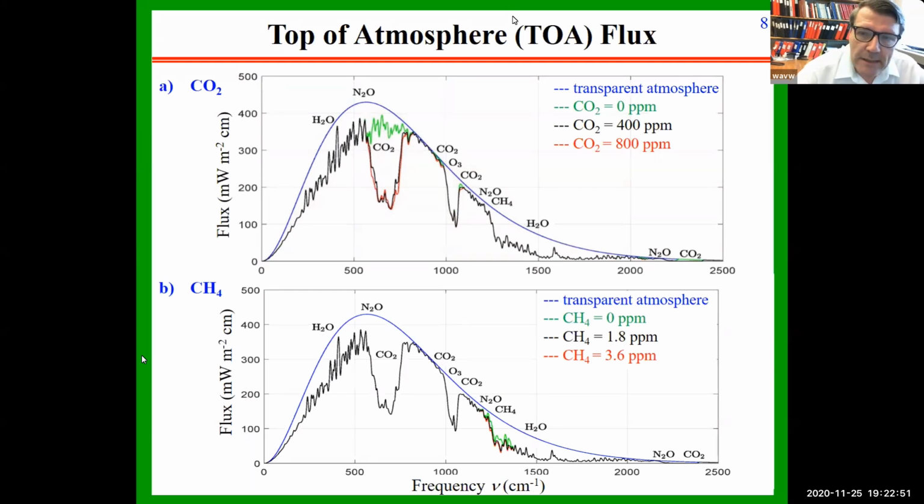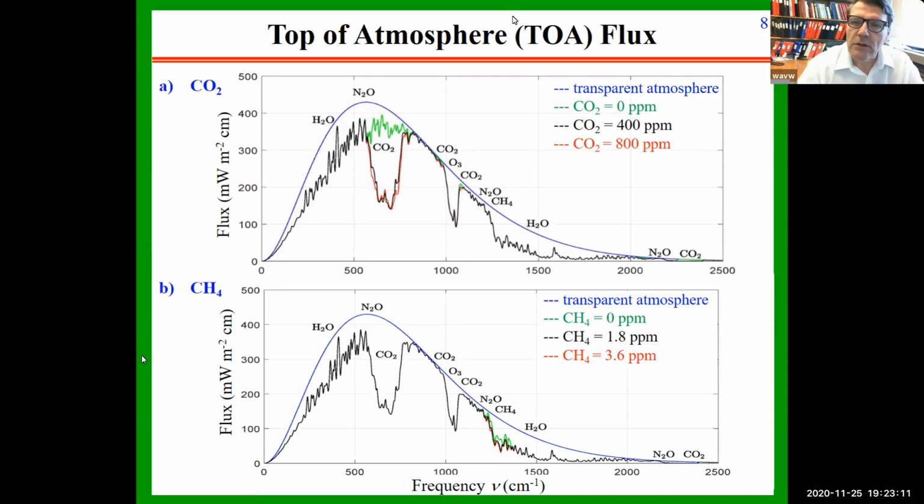What happens if we double CO2 to 800 parts per million? Then you get the red curve. So the difference between the red curve and the black curve, and yes, they overlap almost entirely, but there is a difference. That's what the global warming fuss is all about.